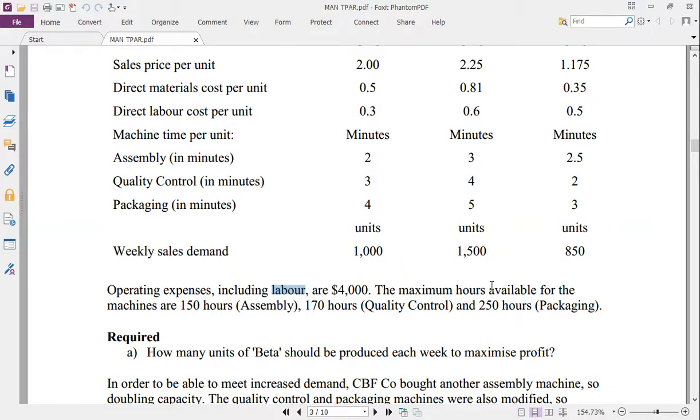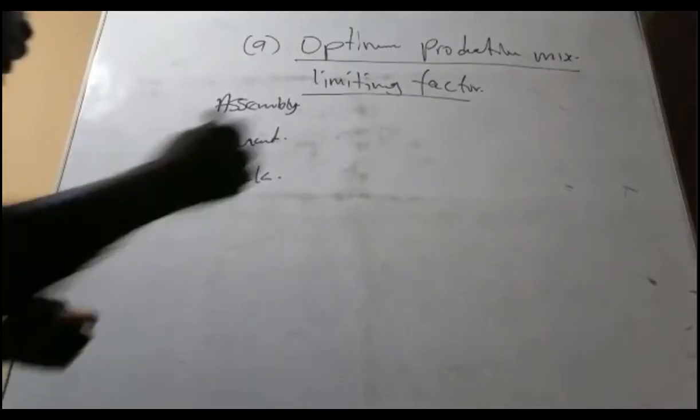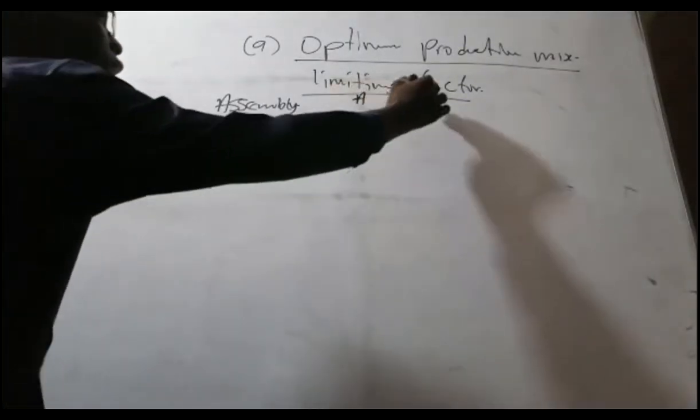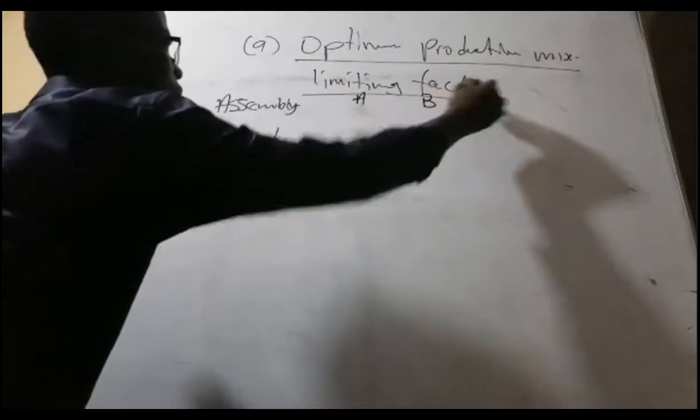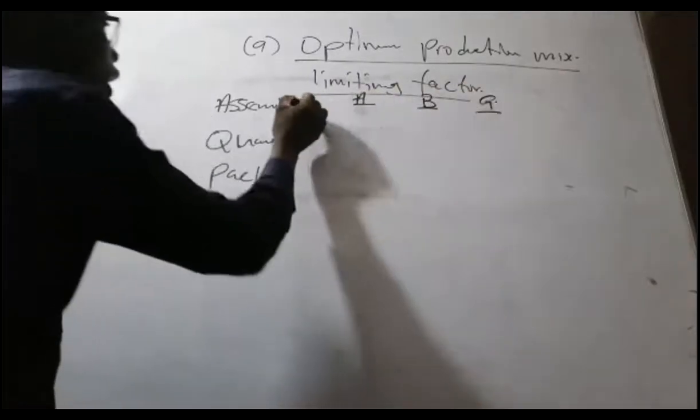Now let's see this. The maximum hours available for the machines are 150 hours for assemble, 170 hours for quality control, and 250 hours for packaging. So this is what you have. This is what you have. The 6,000 and then the 2 months. Good. So let's calculate what you need. So the question is this. You group them product by product. So I write alpha here. Alpha, beta, and gamma. I'll put minutes here.